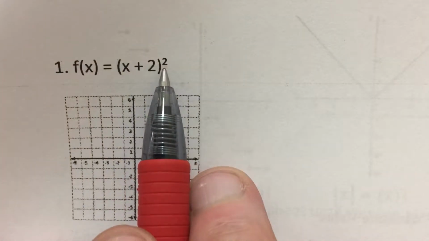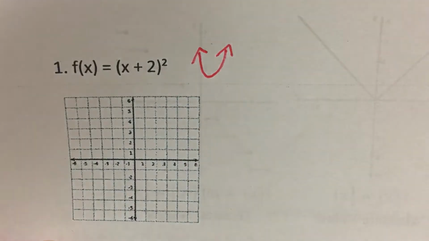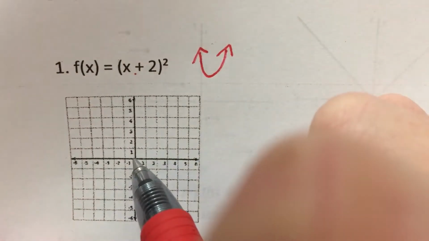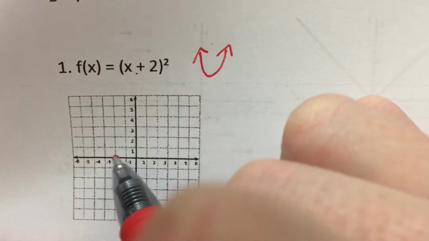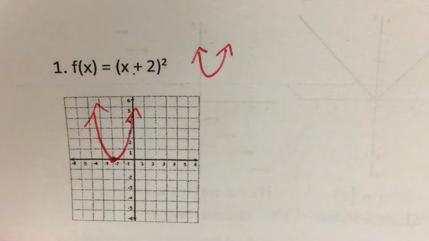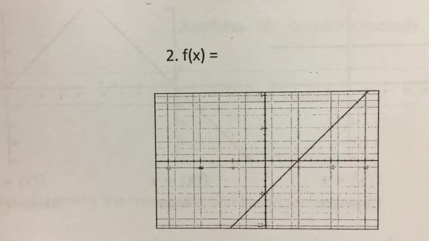Right off the bat, I noticed the power of 2 is a quadratic function, which means this is going to make a parabola shape. It has an inside number of plus 2, which forces it to the left. Inside number makes a horizontal move. So it's moved to the left 2, and then I'm going to draw my shape, like so.